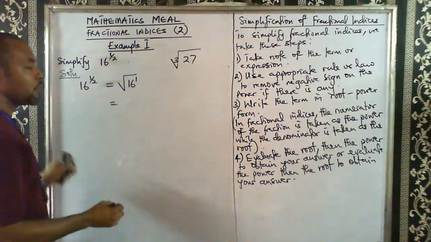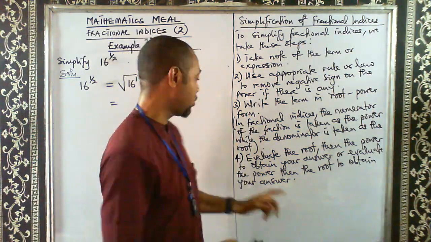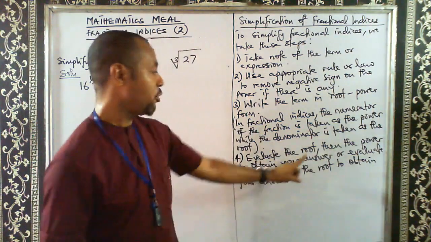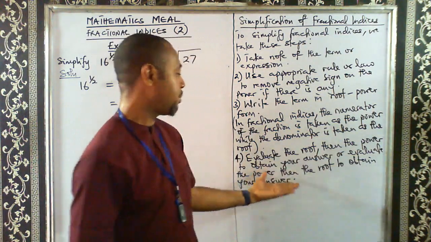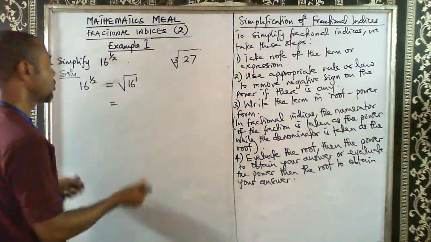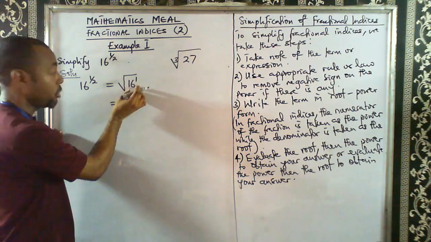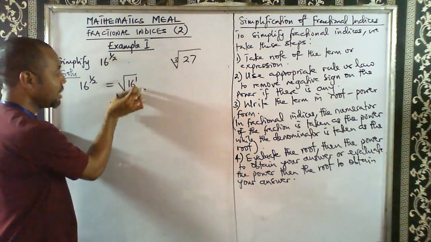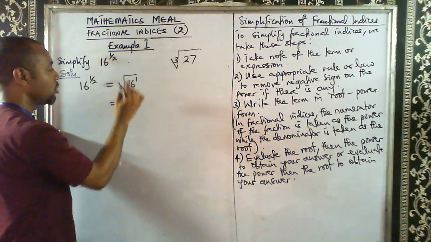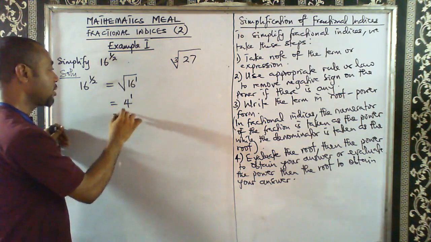So we now say, once you have written the term in root power form, the next thing is to evaluate the root, then the power to obtain your answer, or evaluate the power, then the root to obtain your answer. So we can evaluate the root first. What is the square root of 16? Square root of 16 is 4. We just evaluated the root. The power is still 1 here. So 4 raised to power 1 is 4.